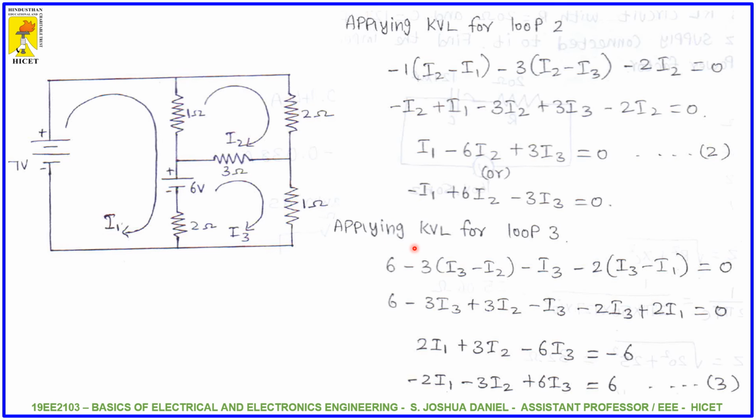Then applying the KVL or the Kirchhoff's voltage law for loop 3. See, the direction of current is from negative plate to the positive plate. So we write it as plus 6. Then in 3 ohm resistor, I3 is the major current. So I3 minus I2 into 3. Then in 1 ohm resistor, I3 alone, so minus I3. Then in 2 ohm resistor, I3 and I1 flow, so I3 minus I1 into 2, right? So we solve all this and we find it as the third equation, right?